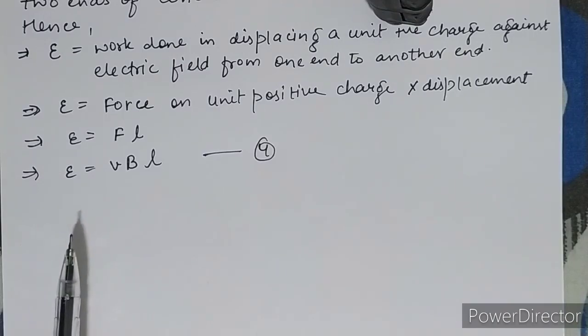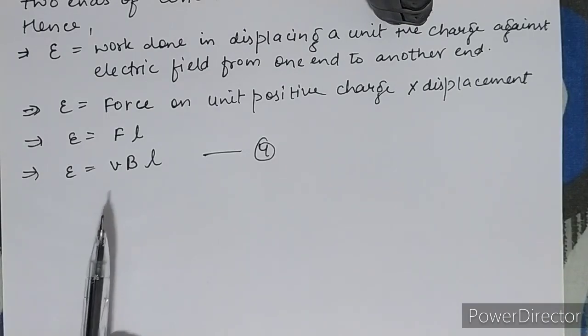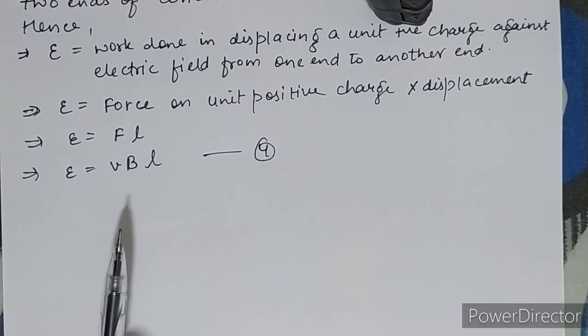And in such a case, the induced EMF between the ends of the conductor is given by BVL sin theta, because we are taking the perpendicular component of V. And the induced EMF is 0 when the conductor moves along the direction of the magnetic field. Clear? So this is about the induced EMF in a conductor rod moving in a uniform magnetic field.